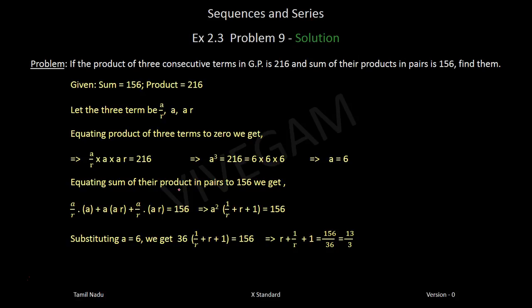Now equating the sum of their products in pairs to 156. As I explained earlier, this is one pair, this is another pair, and this is another pair. So a by r into a, a into ar, and a by r into ar, the third pair, and add up all these three, that's equal to 156. That's what they say here, right?